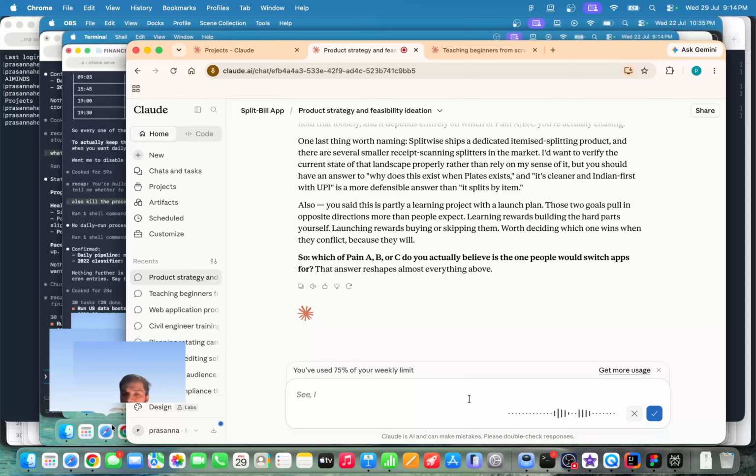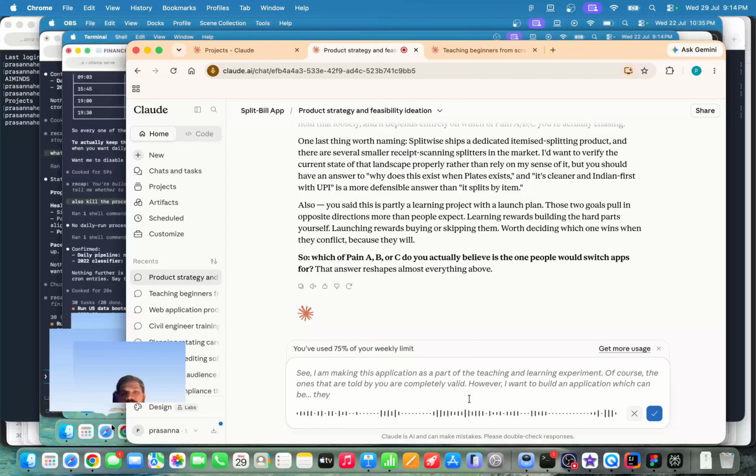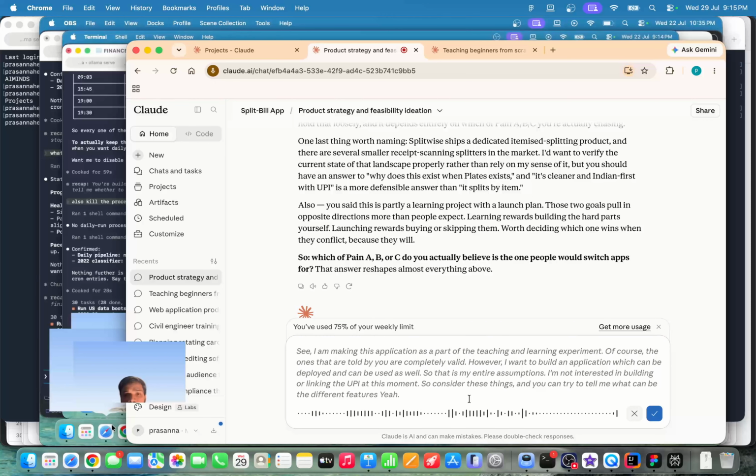See, I am picking this application as a part of the teaching and learning experiment. Of course, the ones that are told by you are completely valid. However, I want to build an application which can be deployed and can be used as well. So that is my entire assumption. I'm not interested in building or linking the UPI at this moment. So consider these things and you can try to tell me what the different features are that are required to be built.